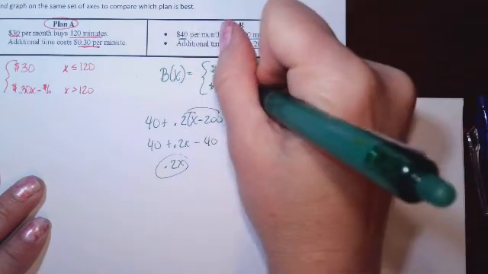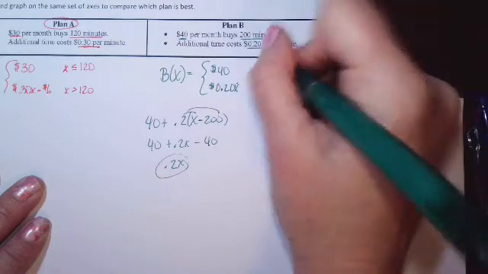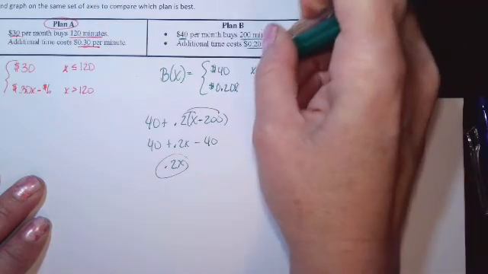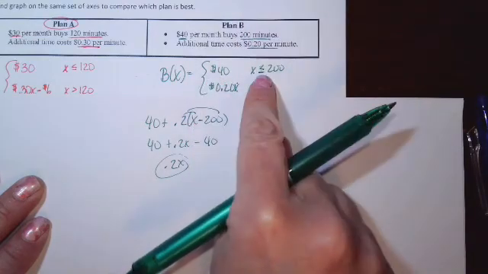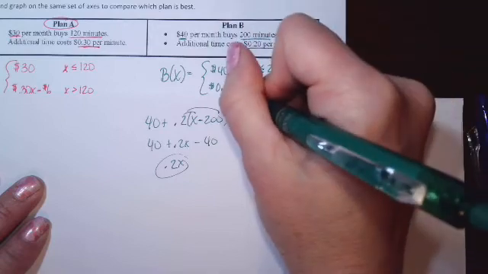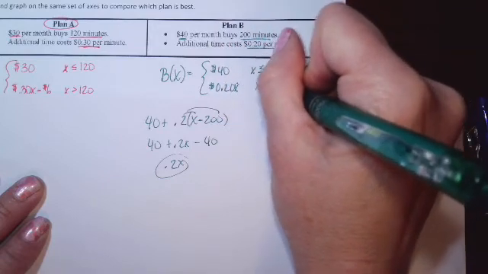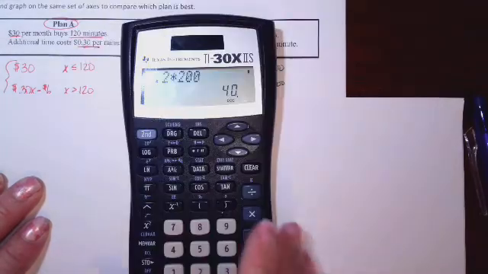20 cents a minute, not 2 cents. Oh my goodness. 20 cents a minute after 200 minutes. Good grief. Wrong inequality symbol. First piece is $40 for x less than or equal to 200 minutes. Second piece is 20 cents a minute after 200 minutes. So, like, we're going to have 300 minutes.